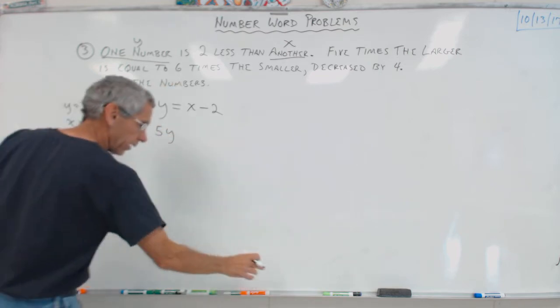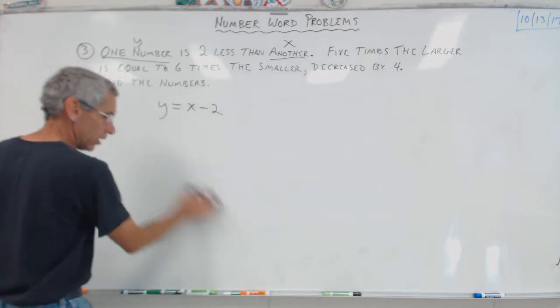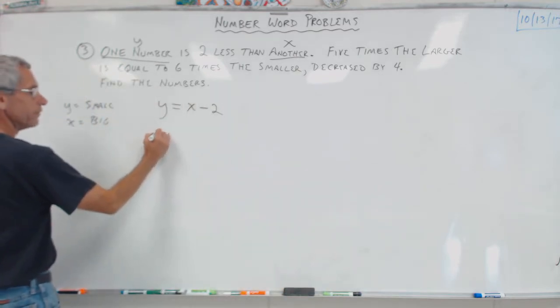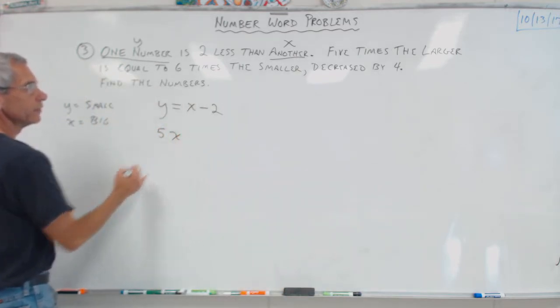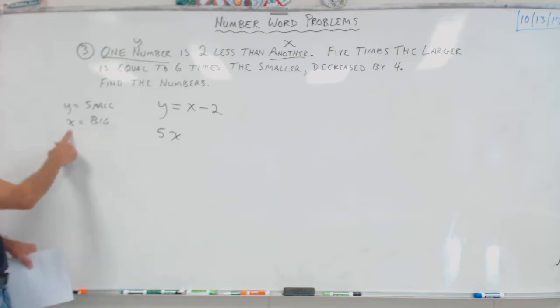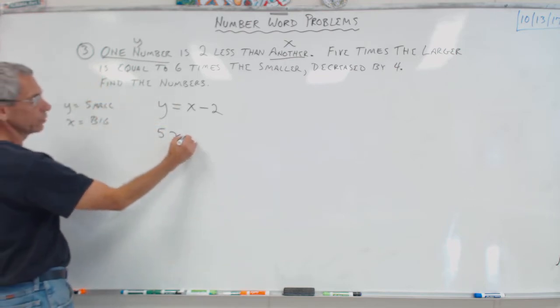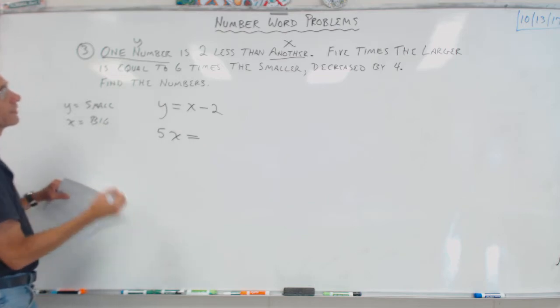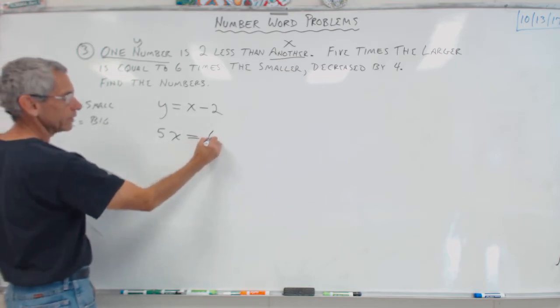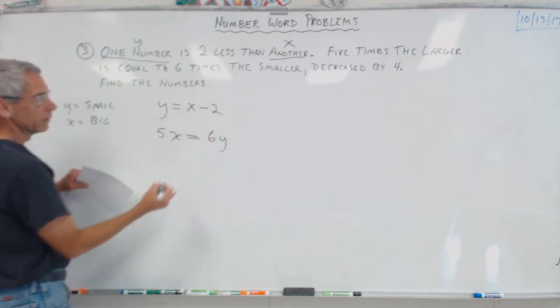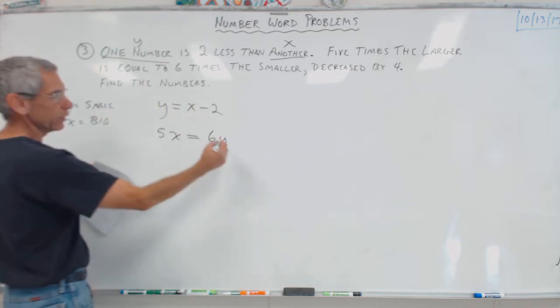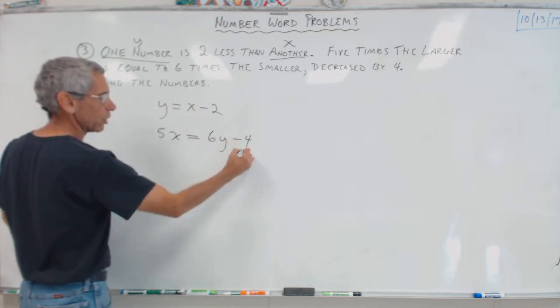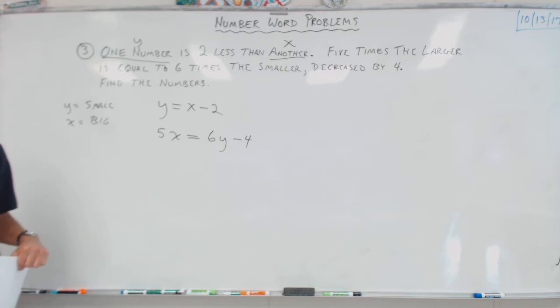5 times the larger... Oh, sorry, I read it wrong. 5 times the larger is 5x, is equal to, that's easy, 6 times the smaller, 6y. And then it says decrease by 4, minus 4. Does that make sense? Everybody understands how I got this? Okay, awesome.